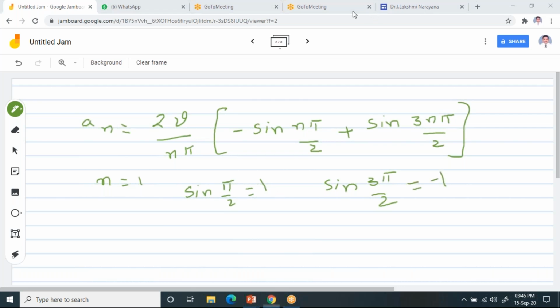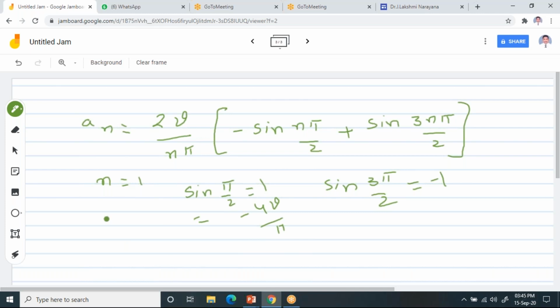Please try to understand. Sine 270, you will get minus 1, right? Now, when n equal to 1, this becomes sine pi by 2, this becomes sine 3 pi by 2. Then what is the value you are going to get? Here it is 1, which is minus. Here also we have minus. So minus 1 becomes minus 2. So automatically you will get minus 4v by pi when n equal to 1.